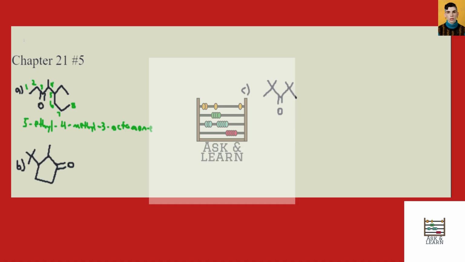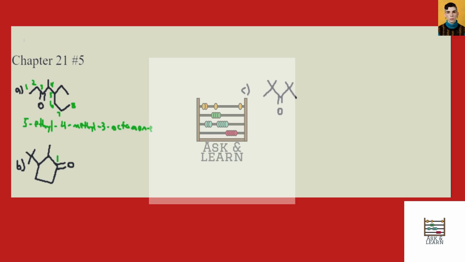Okay, so B is a cyclic ketone. So the rule is a little different. We just need to name the ring. And so this is a 5-membered ring. So it's going to be a cyclopentane. But again, we'll change the ending to "-one". So it's going to be cyclopentanone. And then we need to number this ring such that the ketone is carbon number 1. And then we want the other substituents to have the lowest possible numbers.